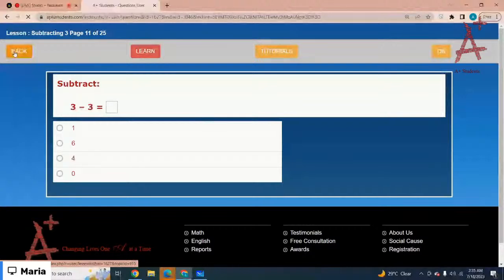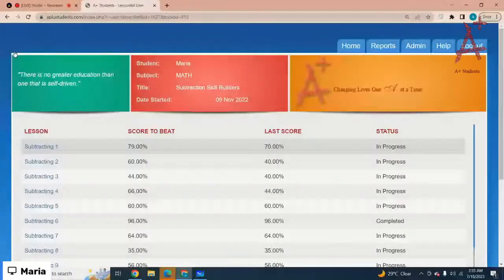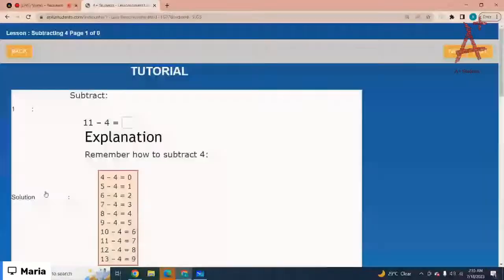We're going to learn how to subtract 4 next lesson. You have to subtract the 4 the same way we did subtracting 3, 2, and 1. So let's just start with the first example, that is 11 take away 4. Remember the table given, that is 4 take away 4 is 0. 5 subtract 4 is 1.